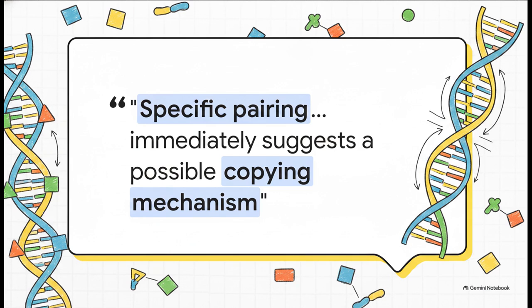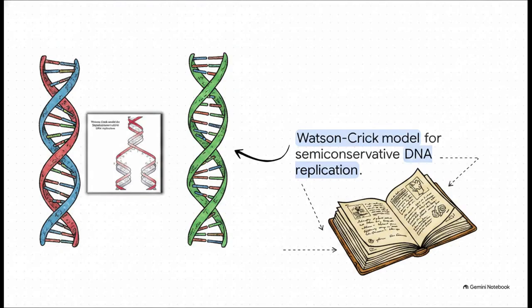Basically, they realized that the rule of complementary base pairing, where adenine always pairs with thymine and guanine always pairs with cytosine, naturally provides a direct template for copying. If you know one side of the DNA ladder, you automatically know the other. It's built right in. And their model brilliantly illustrated this semi-conservative approach.